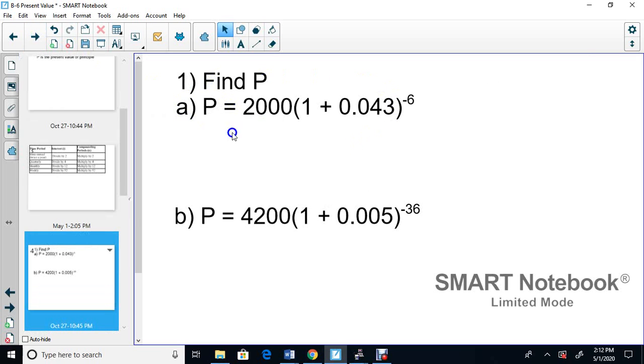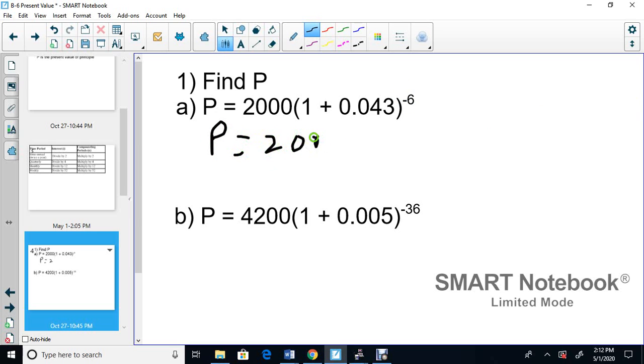First, we have to figure out how to put this into the calculator. You can either put all this in with a bracket, but you're going to have to put a negative there, and you have to be very careful, or you can put it in like this. I'll show you here. You can put it in like P equals 2,000 times 1.043 to the negative 6. So you can either put it in like this or the other way.